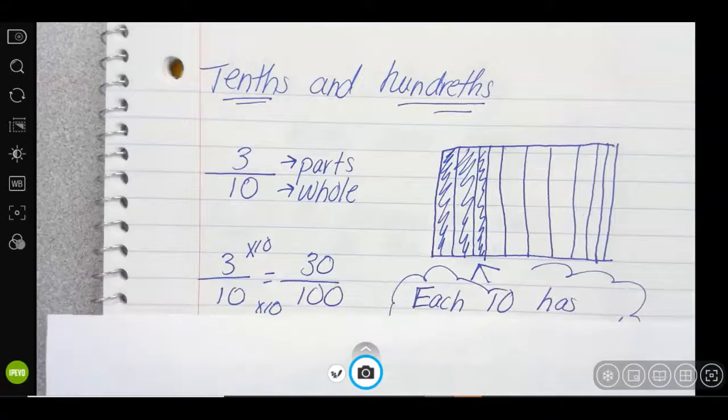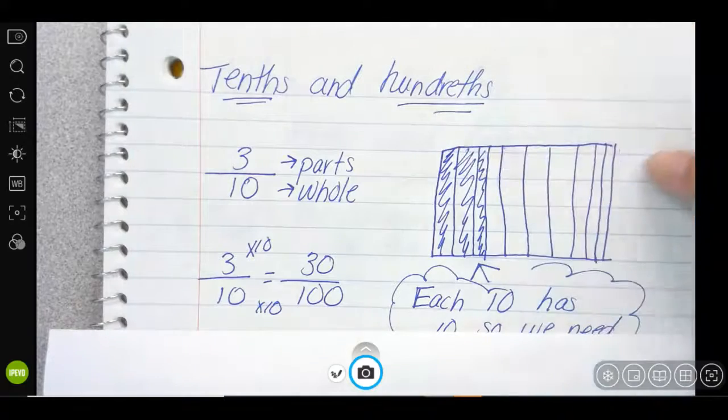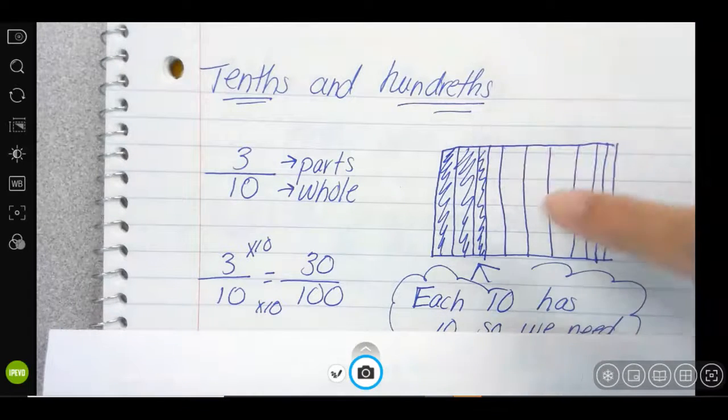Okay. But you remember in like 2nd grade, we have those blocks that we play with? Like they're the hundreds blocks, right? Yeah, 10 blocks. So imagine this is a hundreds block, but we only have it broken up into 10s.